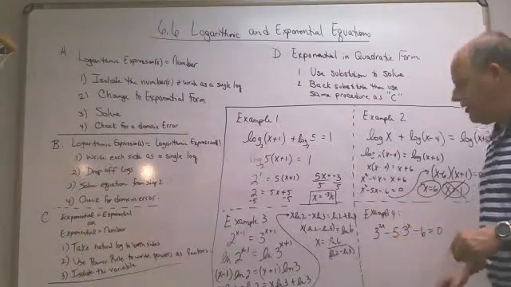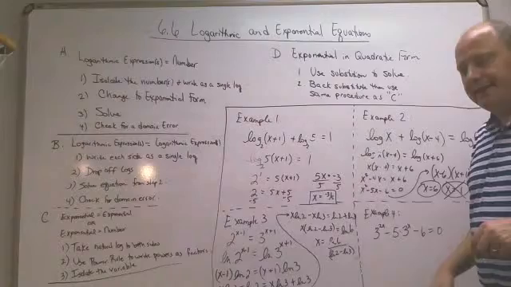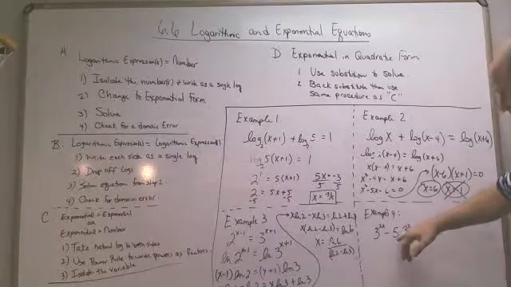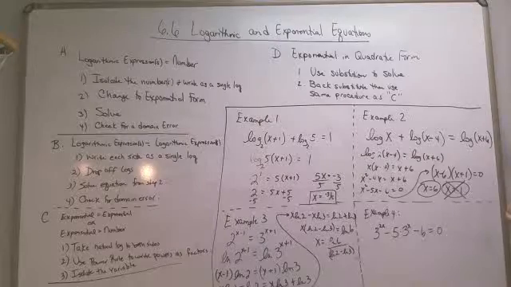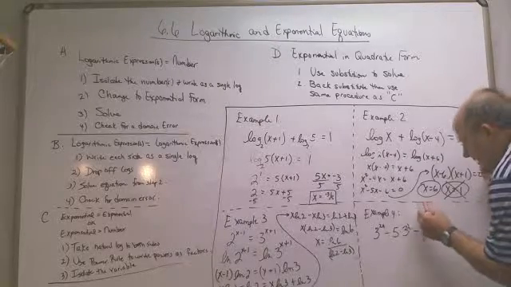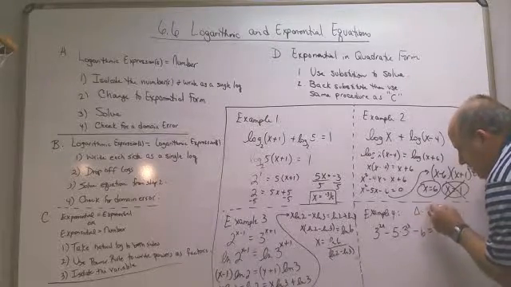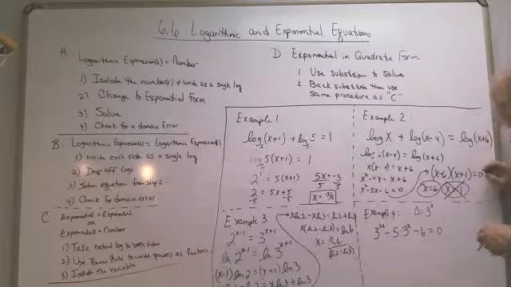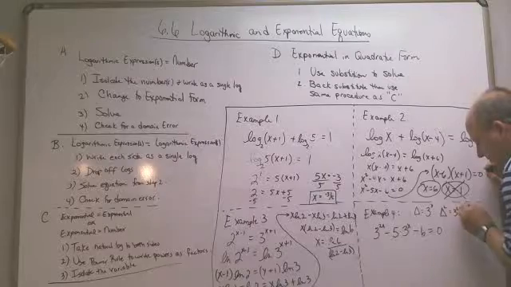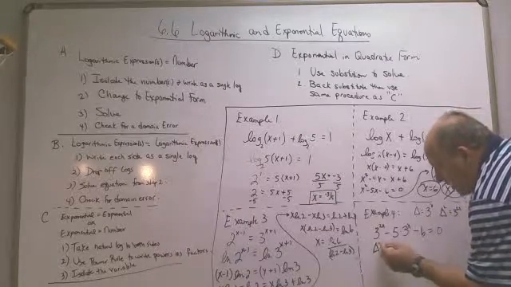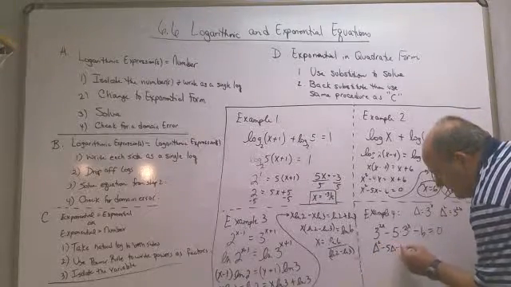Now this one right here is the fourth one, D. 3 to the 2x minus 5 times 3 to the x minus 6 equals 0. So what I'm going to do is let my delta, remember delta, equal 3 to the x. And then it makes delta squared 3 to the 2x. So this becomes delta squared minus 5 delta minus 6 equals 0.